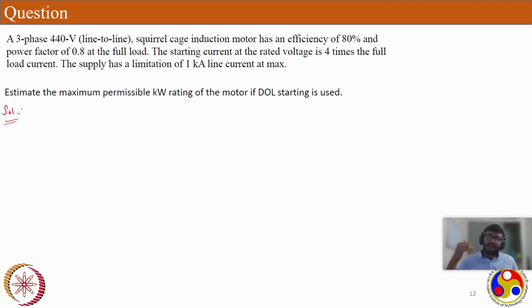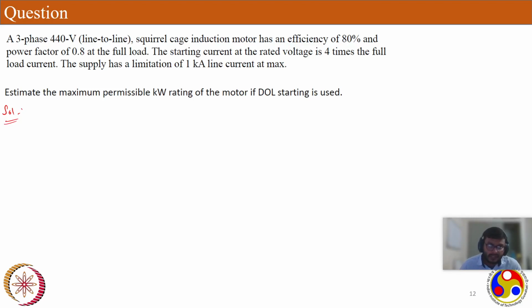So using these different starting methods, we are actually reducing the burden on the motor. If we use auto transformer starting, we will get some starting current. If we use reactor starting, we will get some other current, and star delta starting, we will get some other starting current. And that's the idea of starting methods. Okay, with that, let's look at the question now.